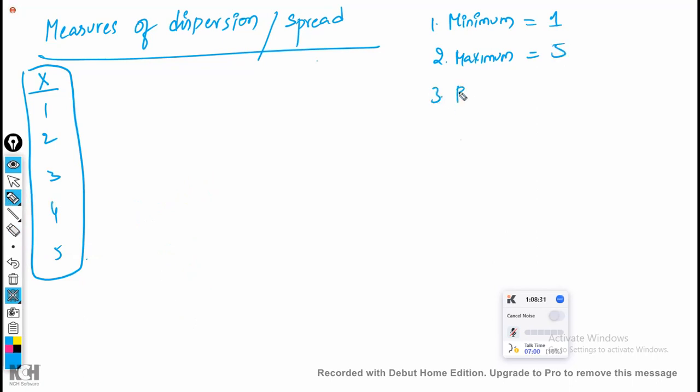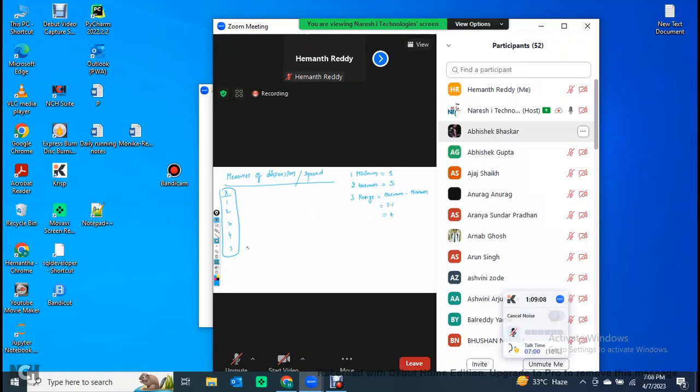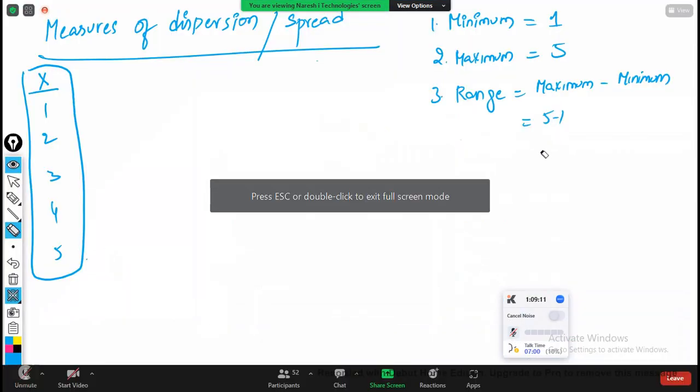Next one is range. Range is nothing but your maximum value minus minimum value, which is 5 minus 1, 4. It means all the data points are within the range of 4. The entire data was spread between 1 to 5. It is neither having more than 5 nor less than 1. The entire data was spread within 4 values. The difference between the highest and minimum value is considered as the range, right? That is called range.